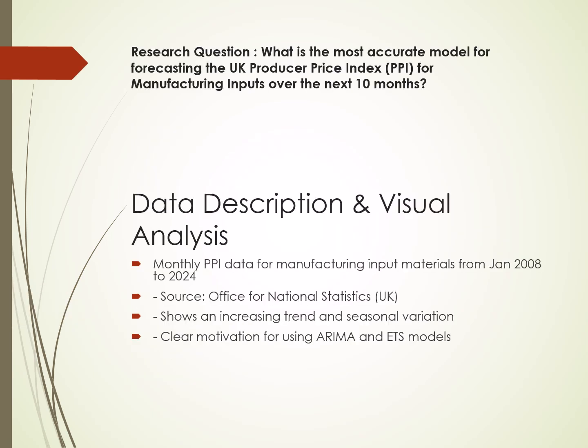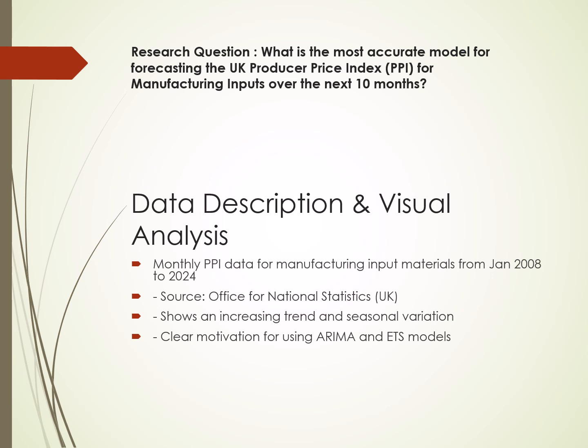Research question. My research question is: what is the most accurate model for forecasting the UK Producer Price Index for manufacturing inputs over the next 10 months? To answer this, I used monthly PPI data from January 2008 to March 2024, sourced from the UK Office for National Statistics. The dataset includes 195 monthly observations and reflects real-world inflation trends, making it suitable for ARIMA modeling.